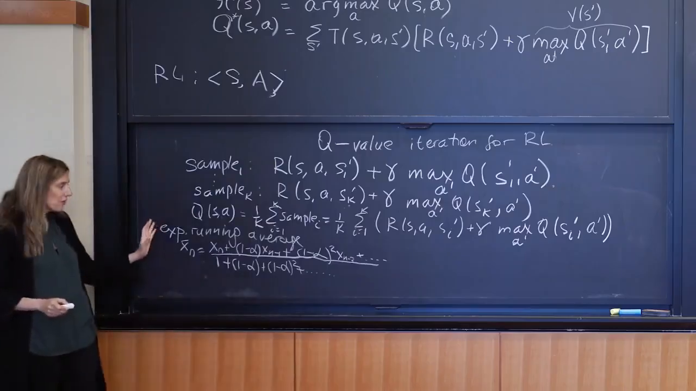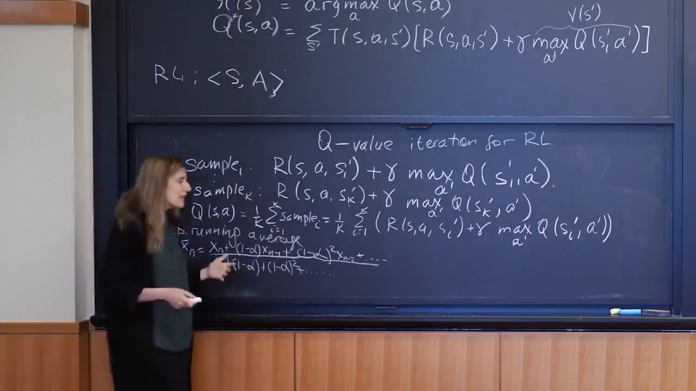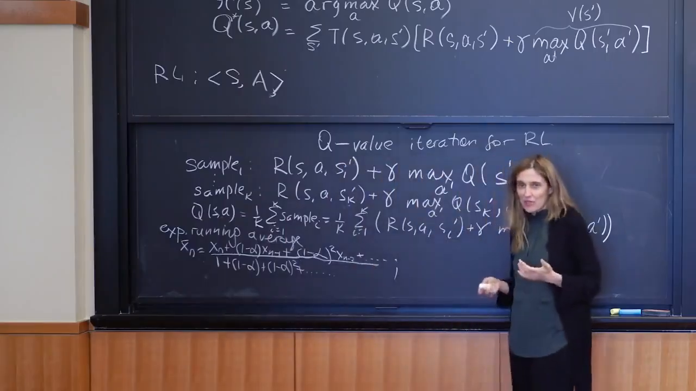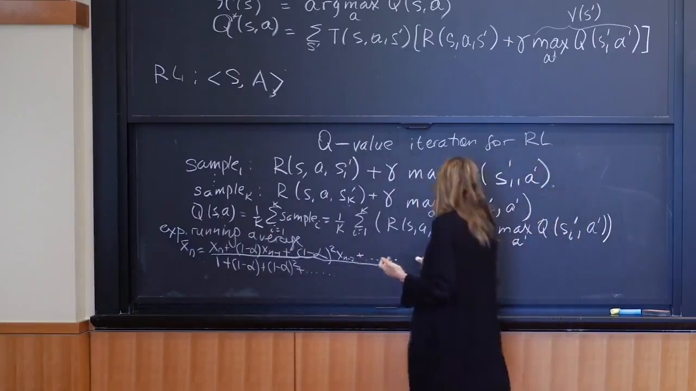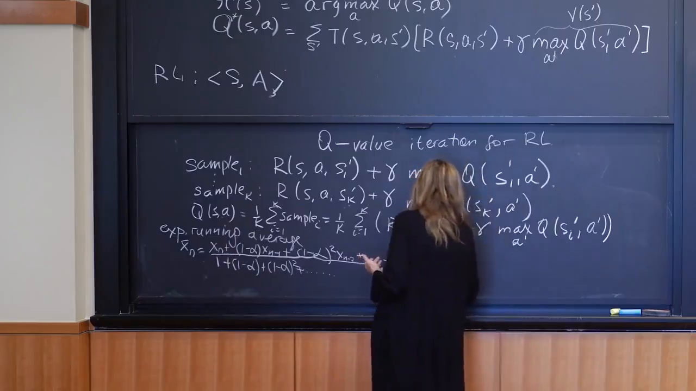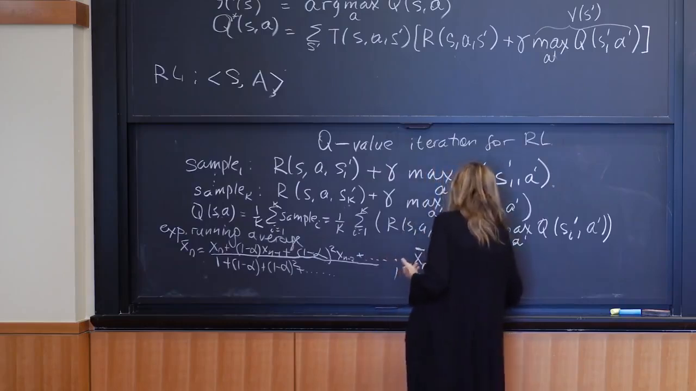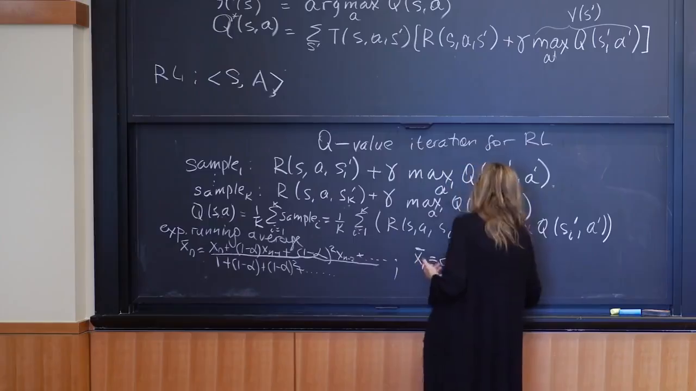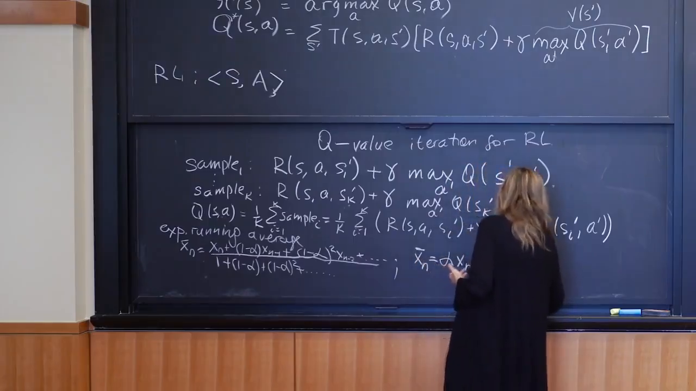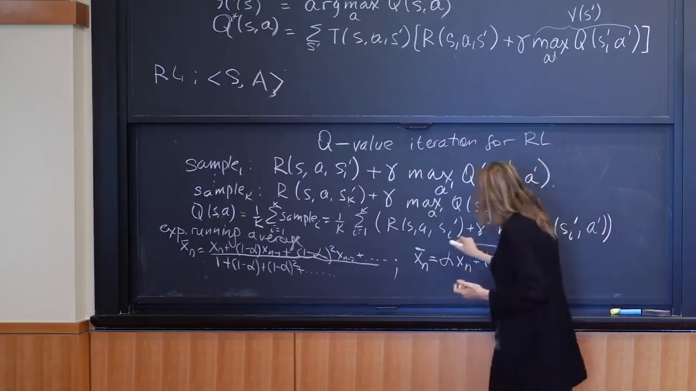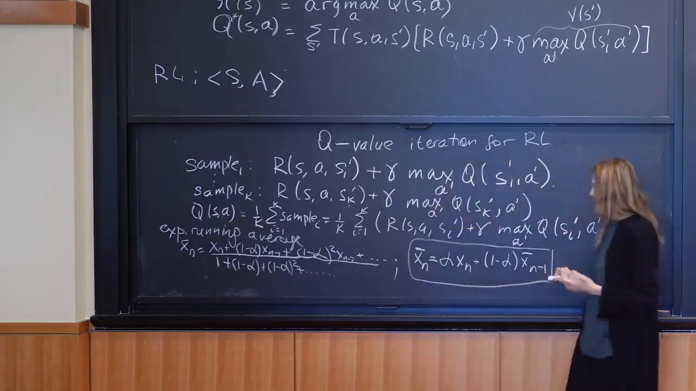So this is the formula for the average, and it's actually easier to see it again in the recursive definition of exponential running average. We can write it in the following way: Xn equals alpha xn plus 1 minus alpha xn minus 1. I will draw it for you so you can see it better.